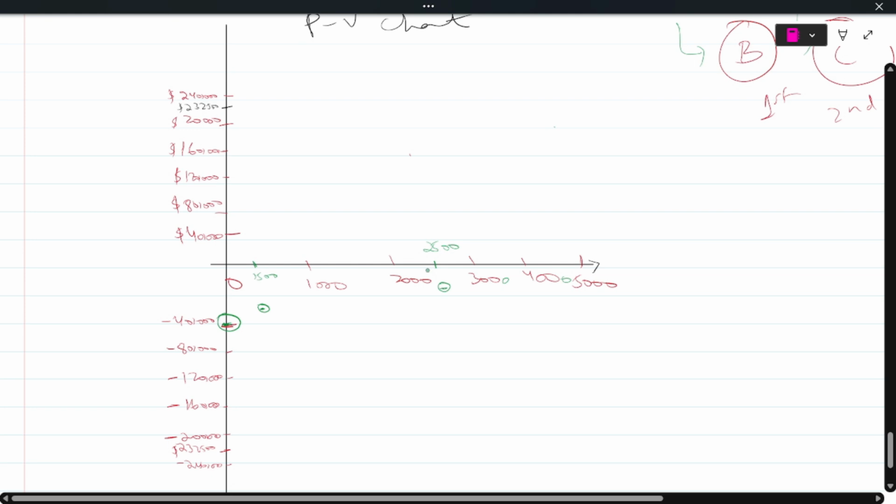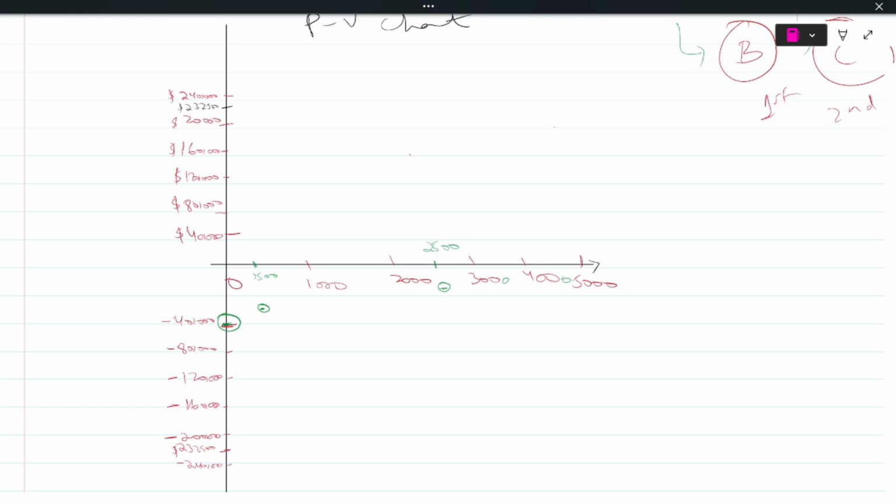So at 1,000 units, because A had 1,000 units, right? So at 1,000 units, we are making a loss of 30,000, okay? So it should be somewhere over here. And the fixed cost point would be the same over here, 40,000, because like I said before, that fixed cost would be the same for all of these products, okay?